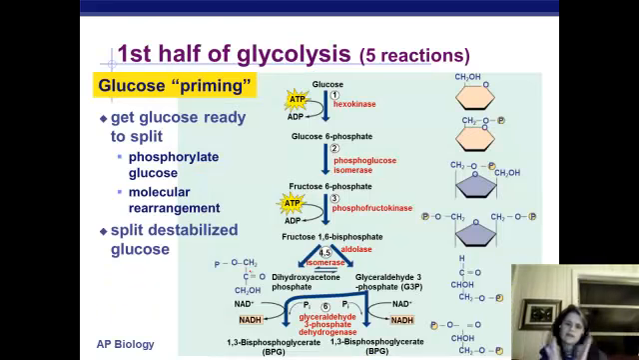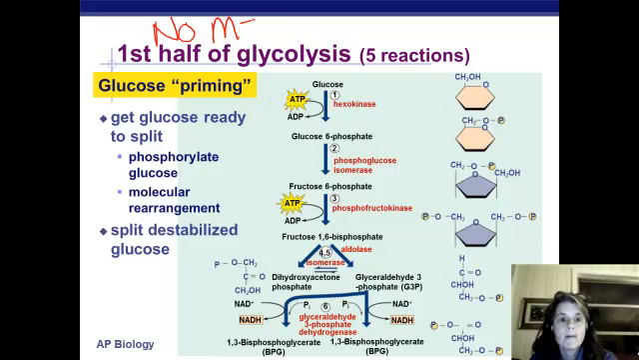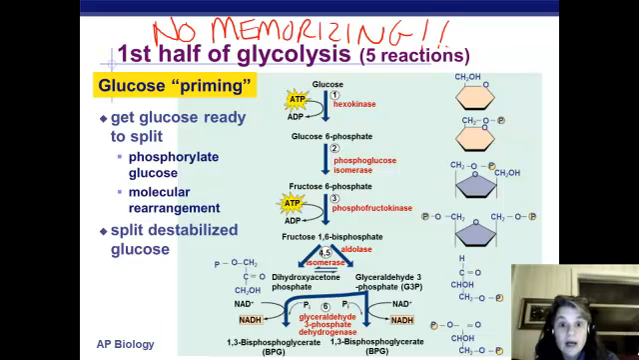Let's just move on. I want you to see these steps and understand that there is no memorizing of steps. You may save that for real college, not pretend college that we do in this classroom. Okay? The first half of glycolysis is simply getting the glucose ready to split and then splitting it. Okay? So, let me show you what happens.